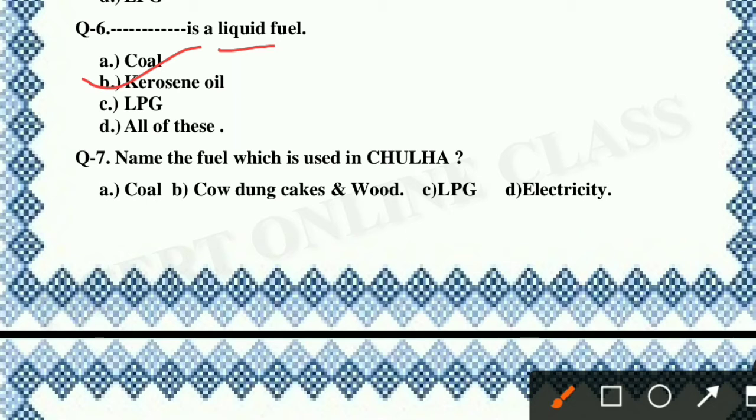Then question 7. Name the fuel which is used in chula. Coal, cow dung cake and wood, LPG or electricity. Cow dung cakes and coal are used. Cow dung cakes and wood are used in chula.